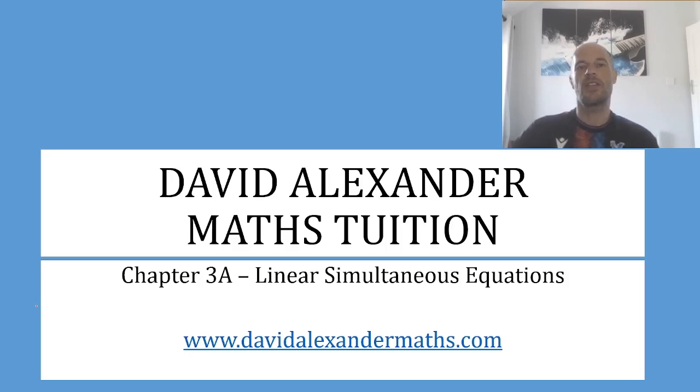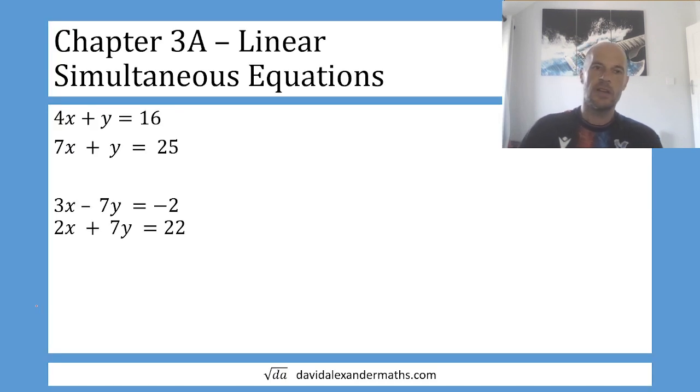This is chapter 3a on linear simultaneous equations. So let's have a look at the first example. We've got 4x plus y is 16 and 7x plus y is 25. So the question we need to ask ourselves is, have we got the same number of x's? No. Have we got the same number of y's? Yes, we do. So we are going to eliminate y. We're going to write an equation with y not in it.